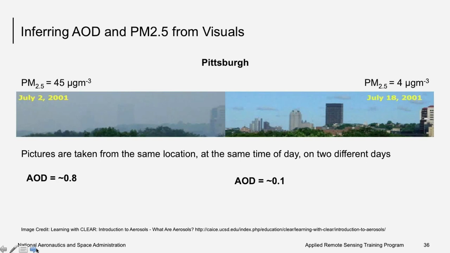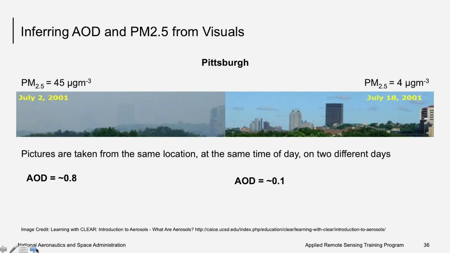image, and on the right, what you see is the image taken at the same location at the same time of the day, but on two different days. On the left, the PM2.5 measurement shows 45 microgram per cubic meter. On the right, it shows 4 microgram per cubic meter. If I had to measure aerosol optical depth at these two locations, I would get an aerosol optical depth of about 0.8 under the left image condition, and under the right image condition, the AOD value would be about 0.1.